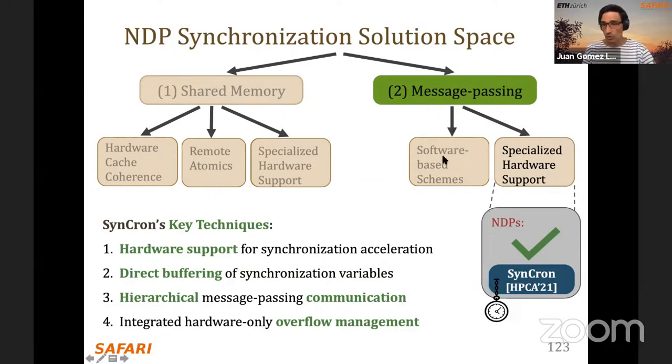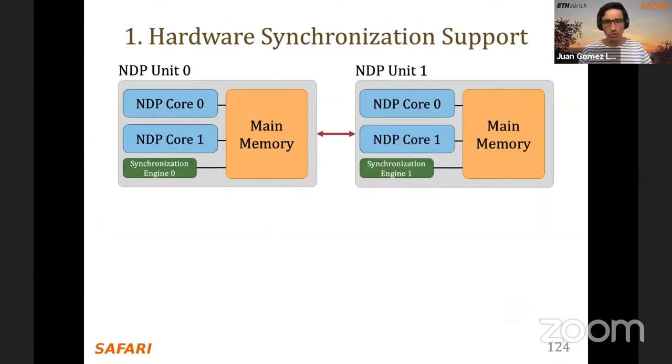One work that uses one of these is Tesseract, but it uses a software-based scheme. And here we propose a specialized hardware to support this synchronization among NDP cores. There are several techniques that Synchron implements, like hardware support, direct buffering, a hierarchical message passing communication, as you will see in the next slides, and also a way of managing the possible overflow.